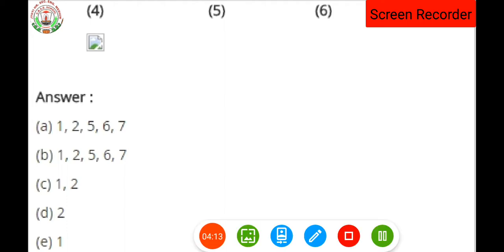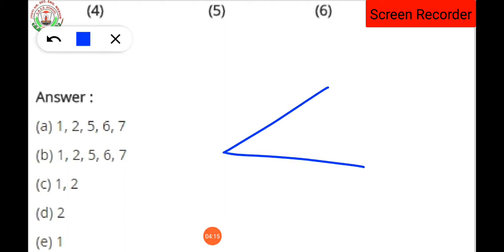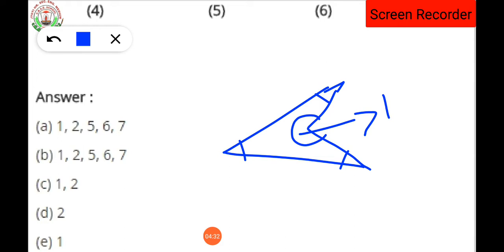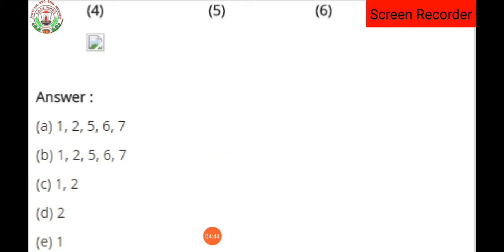Clear? Then concave quadrilateral. In a concave quadrilateral, any one of the interior angles is greater than 180 degrees. Suppose this one is an interior angle, this one is an interior angle, this one is an interior angle. So among these 1, 2, 3, 4 interior angles, any one of the interior angles is greater than 180 degrees. Clear? So suppose it is greater than 180 degrees, that means it can be 190 degrees. Clear? So this we have to see in this exercise 3.1.